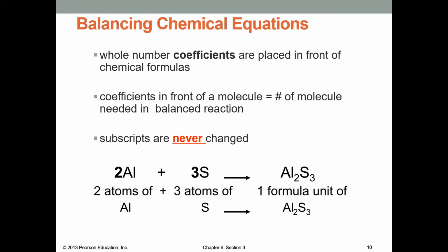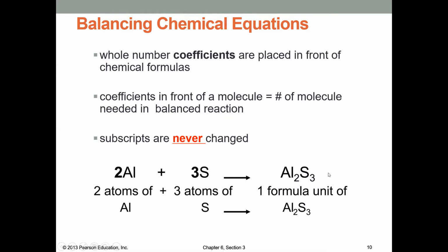So we are going to balance some chemical equations. And there are some rules about when we balance chemical equations. The first thing, and the major one, is that if there are any subscripts, say right down here, Al2S3, those are never changed. We can never change subscript numbers. The only thing we can do is change the whole number coefficients that come in front. Those whole number coefficients are placed in front so we can balance, and they are the number of molecules needed to balance the equation.